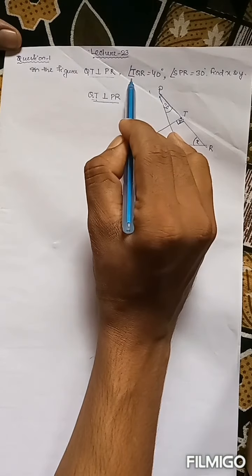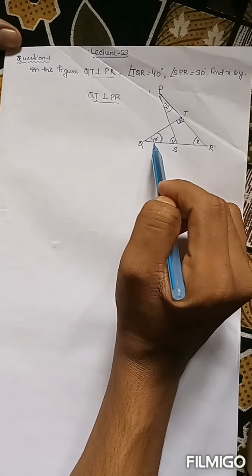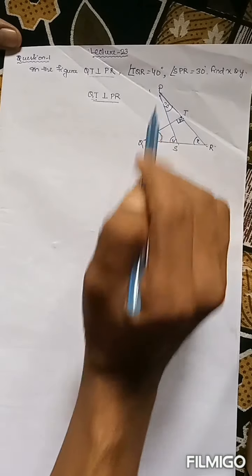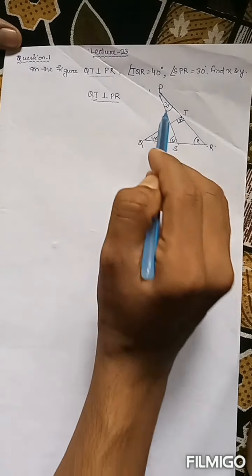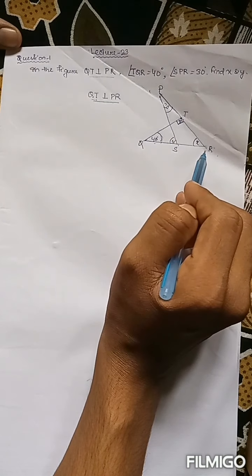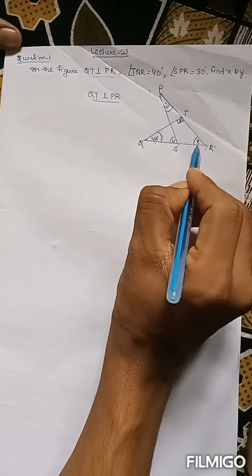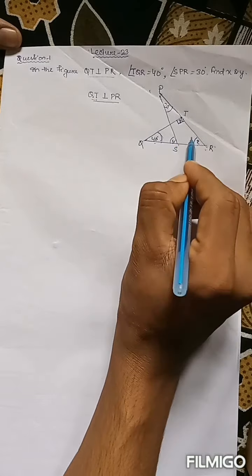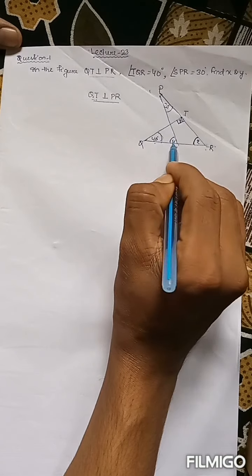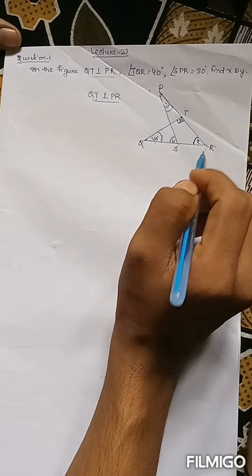Then angle TQR is 40 degrees, and angle SPR is 30 degrees. So in this figure two angles are given, as well as the perpendicular to the line PR, which means it is 90 degrees. Then you have to find the two unknown terms X and Y. X means this angle PRQ and Y means this angle PSQ. We have to find these two unknown variables. How can we find them?